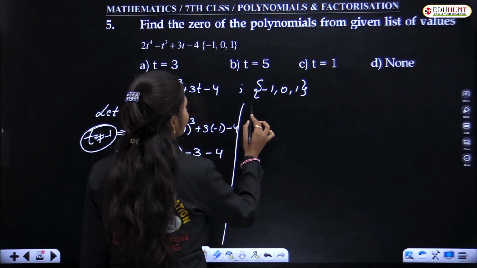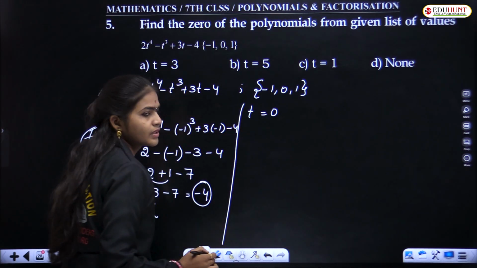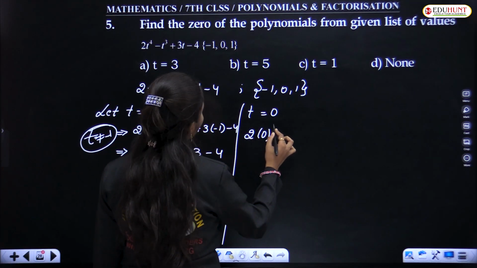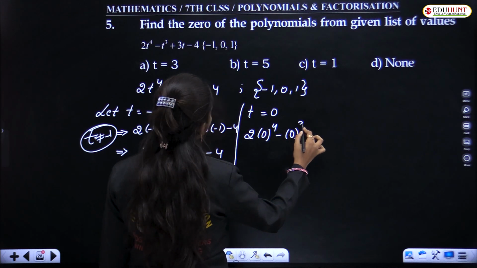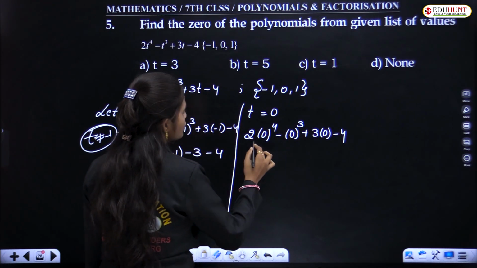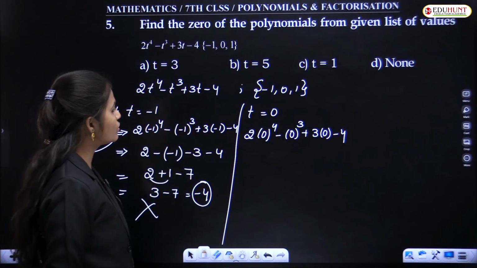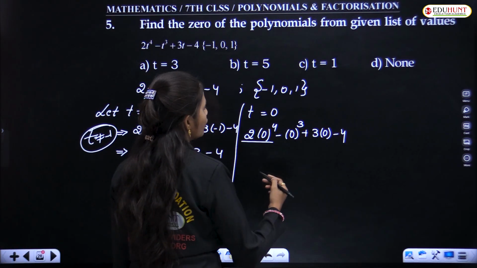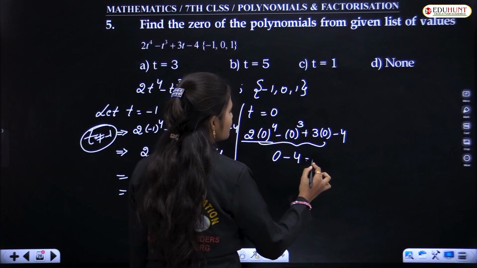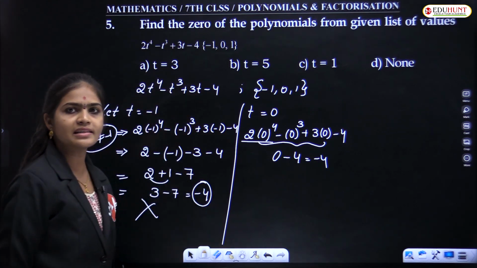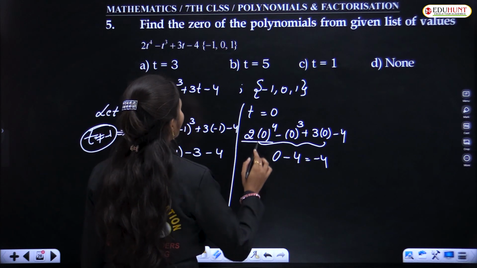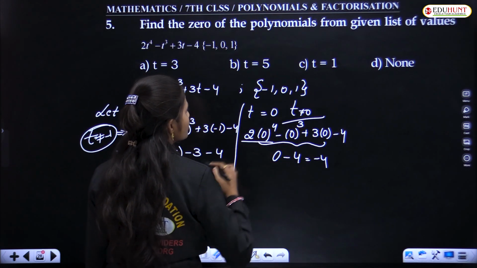So let us check another one. t equals 0. Let t equals 0. Substitute: 2 into 0 whole power 4 minus 0 whole cube plus 3 into 0 minus 4. So 0 power 4 means 0. So 2 into 0 is 0. Next, 0 cube is 0, plus 3 into 0. So this total value becomes 0. 0 minus 4 is equal to minus 4. Again you are getting the same value here. Okay, that's why this is also not a correct option. So here we can say that t is not equal to 0.